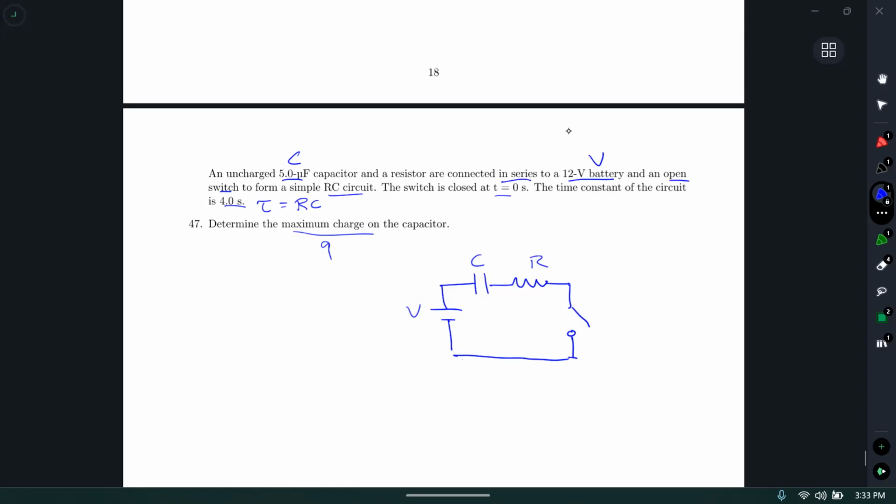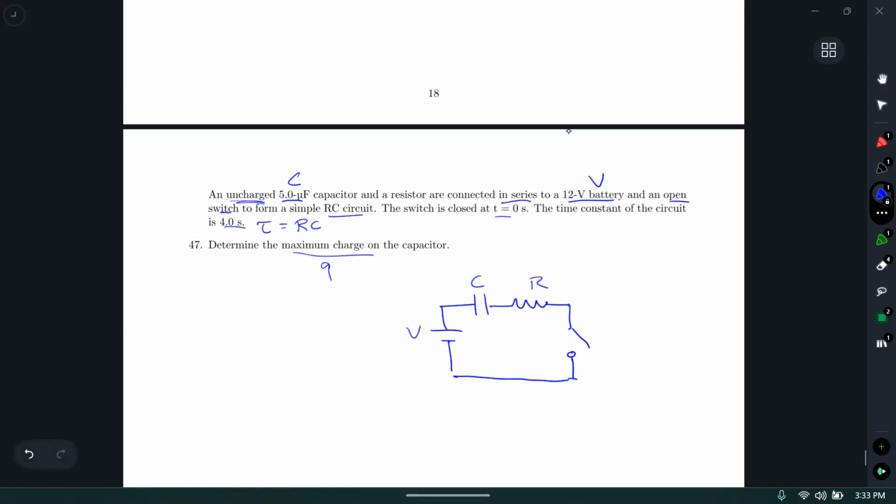Okay. If I close this switch on an uncharged capacitor, closing that switch is going to make charge start to flow from the battery around this circuit. It's going to charge up the capacitor. So this is a positive terminal, this is negative. This side of the capacitor is going to become positive, this side negative, and that's going to happen over time.